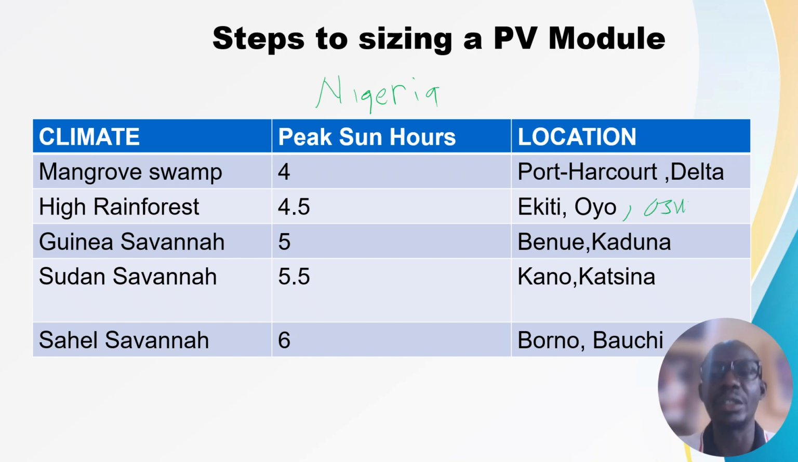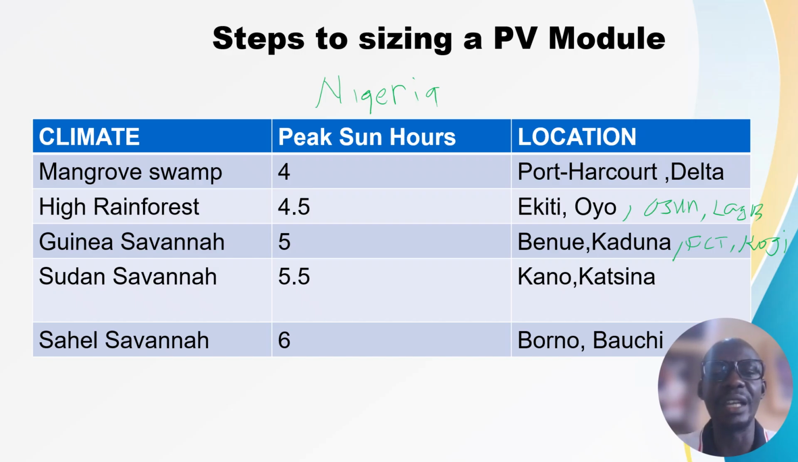Yeah, maybe the southwest, Osun, maybe Lagos. Are you getting it? So Guinea Savannah, 5 hours: Benue, Kaduna, maybe FCT, Kogi, the Middle Belt. Then the Sudan Savannah, maybe 5 hours: Kano, Katsina, those places in the northern side experience more peak sun hours than in the southwest.